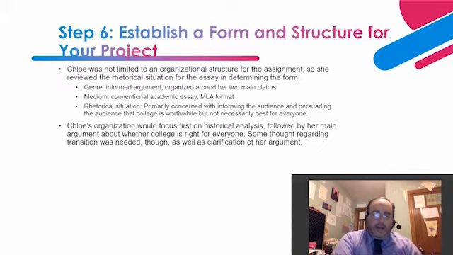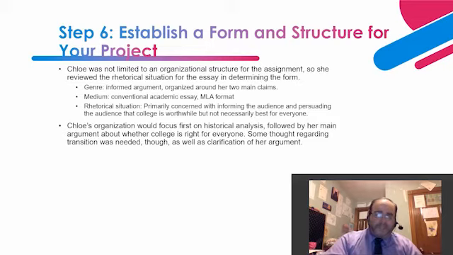Then she has a medium. Chloe has to follow the conventions of writing an academic paper. So it's got to be a conventional academic essay, and it has to be in MLA format. So she's going to have to consult the MLA guides, either Purdue OWL, or if she has a print guide, she's going to have to use that to determine what the formatting should be. And then you have the rhetorical situation. This is going to be primarily concerned with informing the audience and persuading the audience that college is worthwhile, but not necessarily best for everyone.